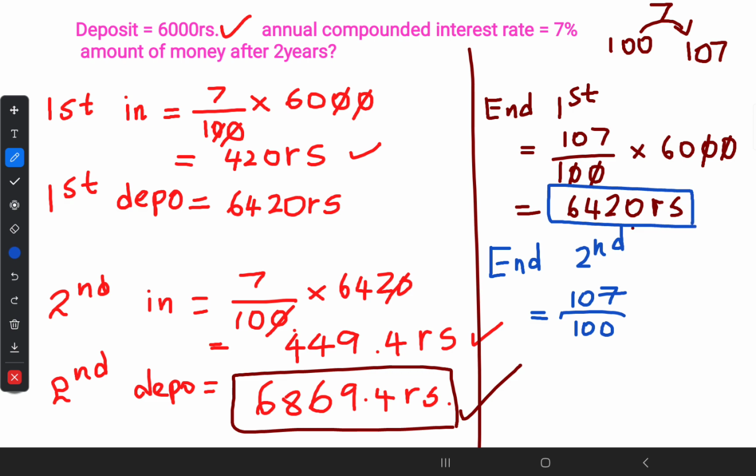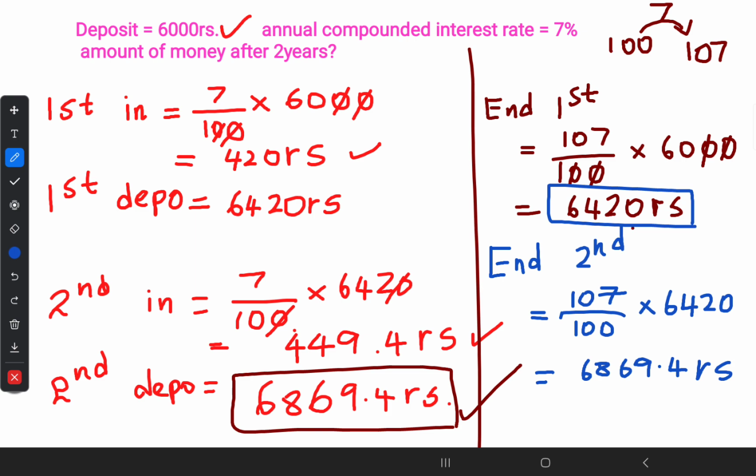So that will be considered as the investment in the initial second year. So for this 6,420 we have to find. After simplification, here also you will have 6,869.4 rupees. Both are correct methods.